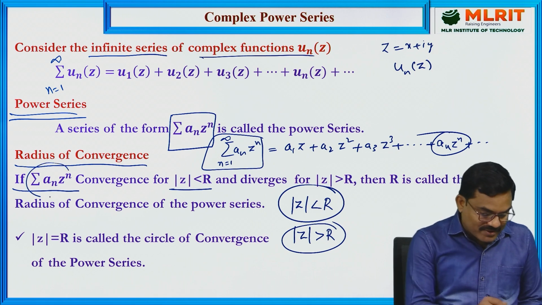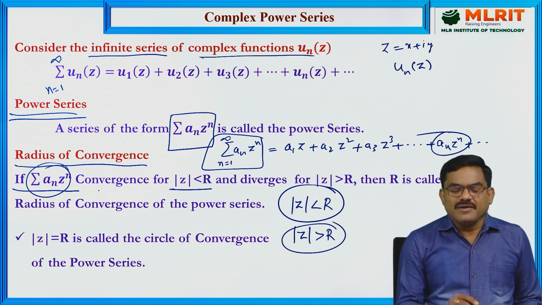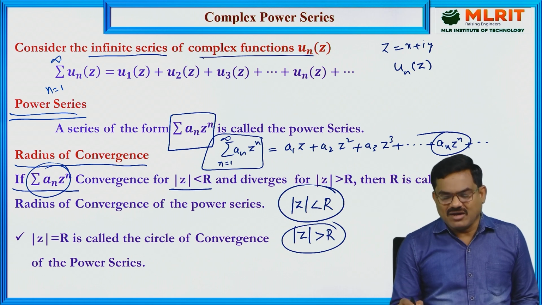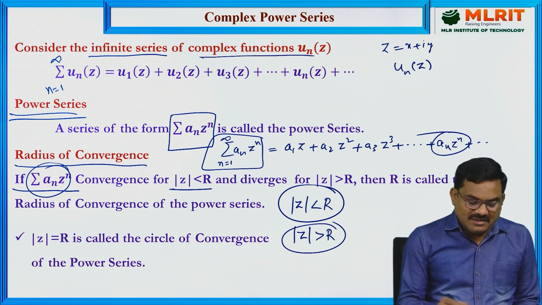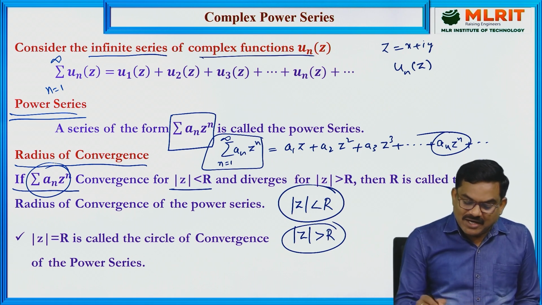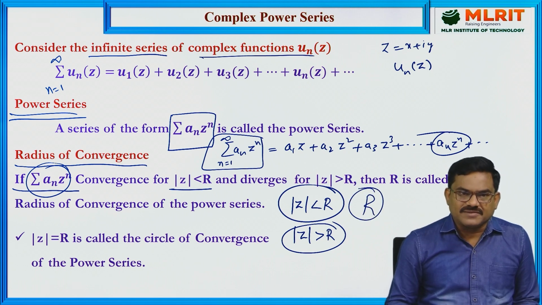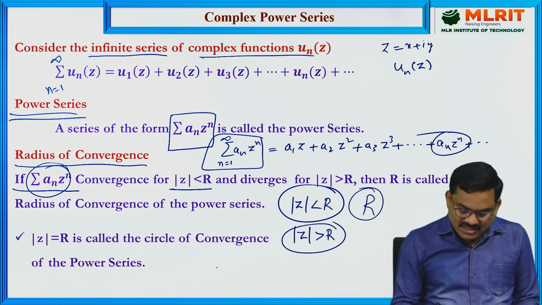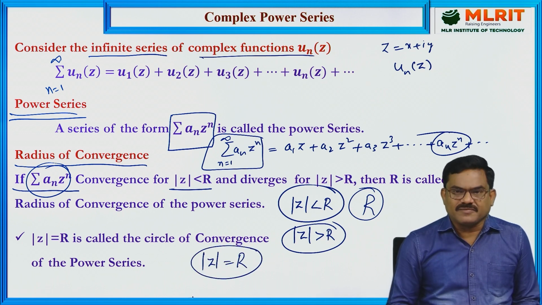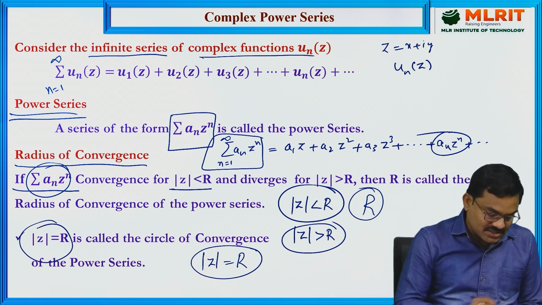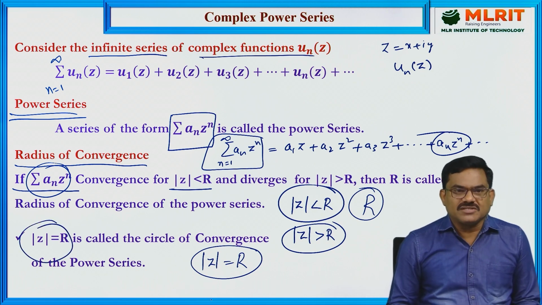So if the power series converges for mod z less than R and diverges for mod z greater than R, then this capital R is said to be the radius of convergence of the power series, and the circle mod z equal to R is called the circle of convergence. Since this R is the radius of convergence, this circle is called the circle of convergence of the power series.